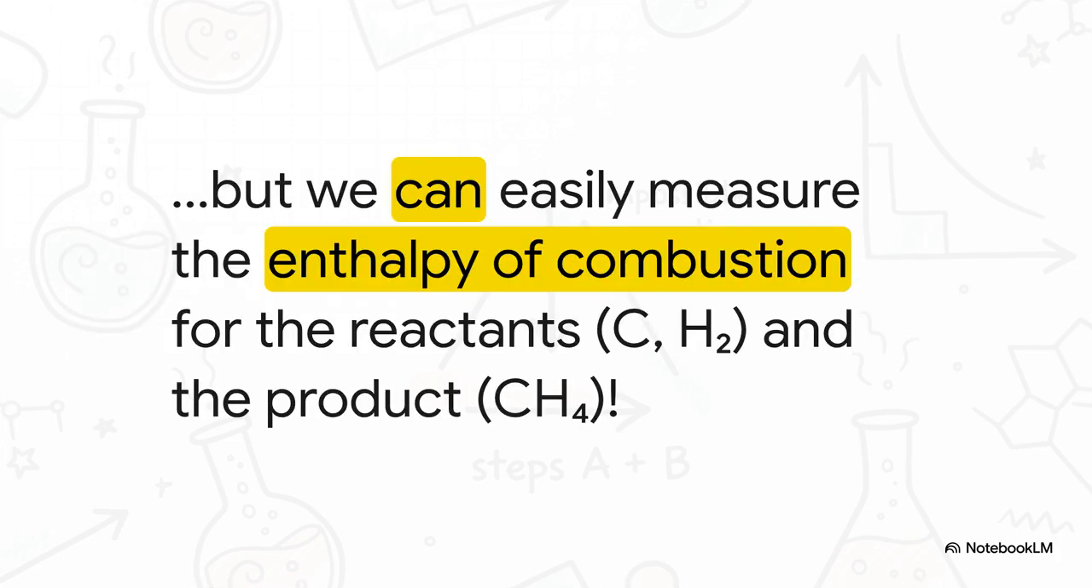But, and here's the trick, while making methane is hard, what's incredibly easy? Burning it. And it's also super easy to burn its starting ingredients, carbon and hydrogen, all by themselves. These are fast, clean reactions that are perfect for a calorimeter. These reactions are our indirect scenic route.